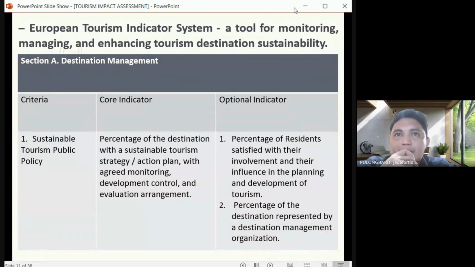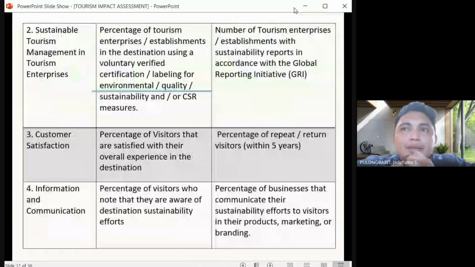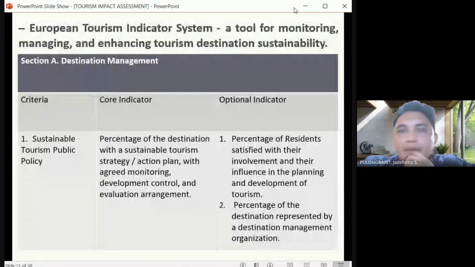Ang optional indicator na ito is to know the percentage of residents satisfied with the involvement and their influence in the planning development of tourism office, as well as percentage of the destination represented by destination management organization, or DMO. Okay. Another criteria. So that's the first criteria. Another criteria is sustainable tourism management in tourism enterprises.